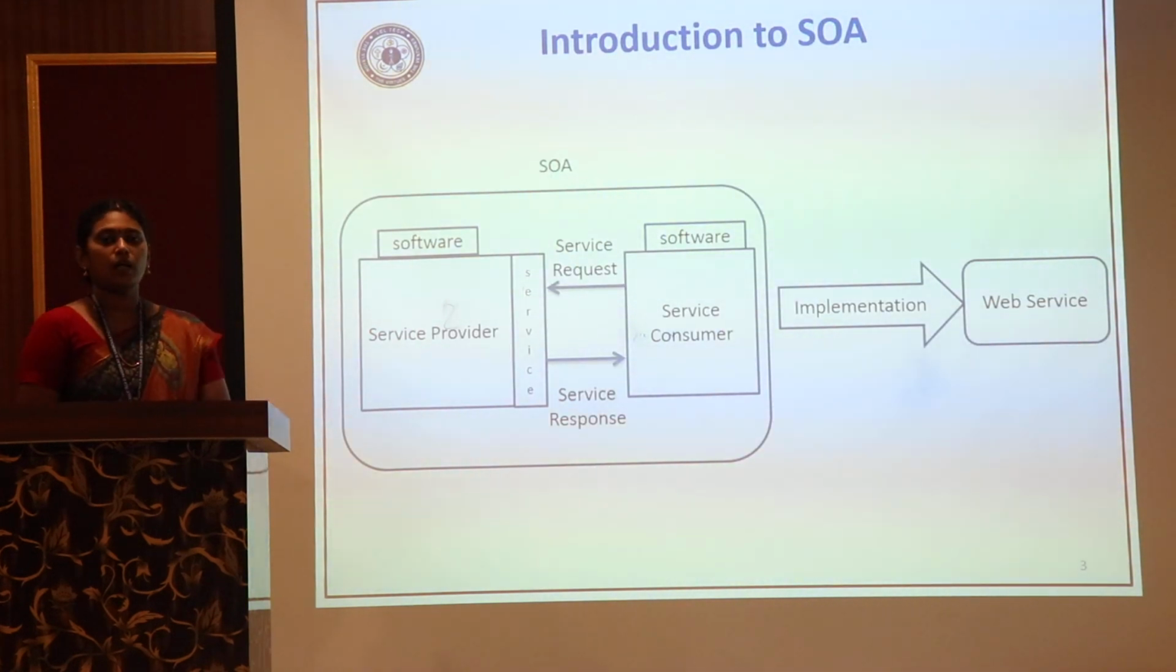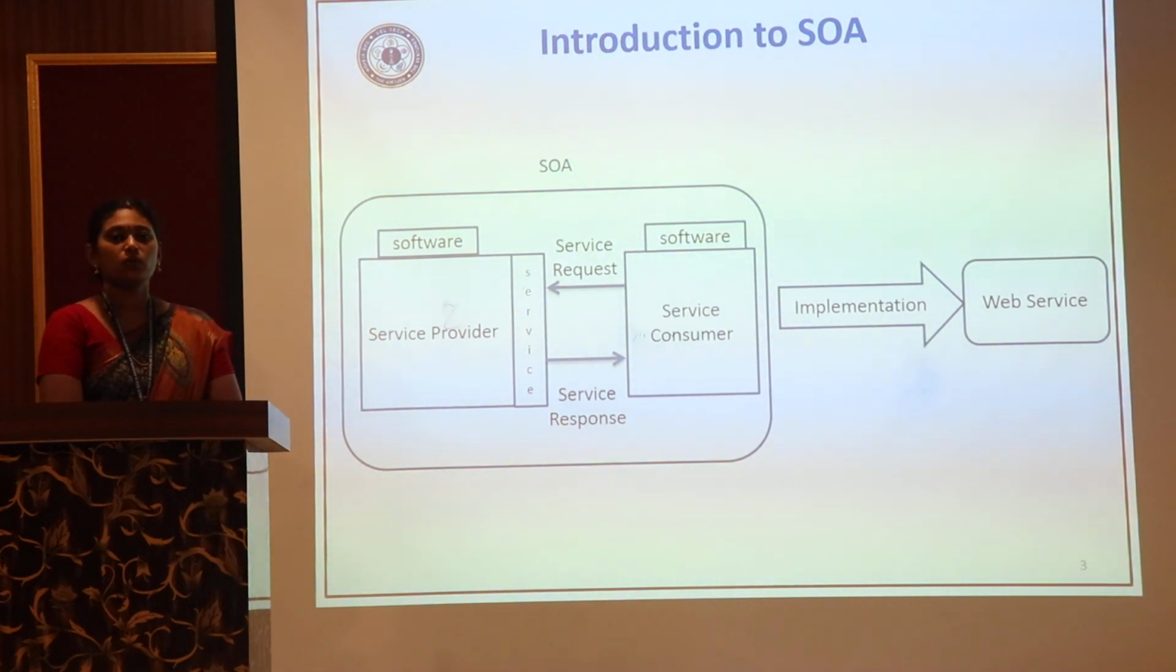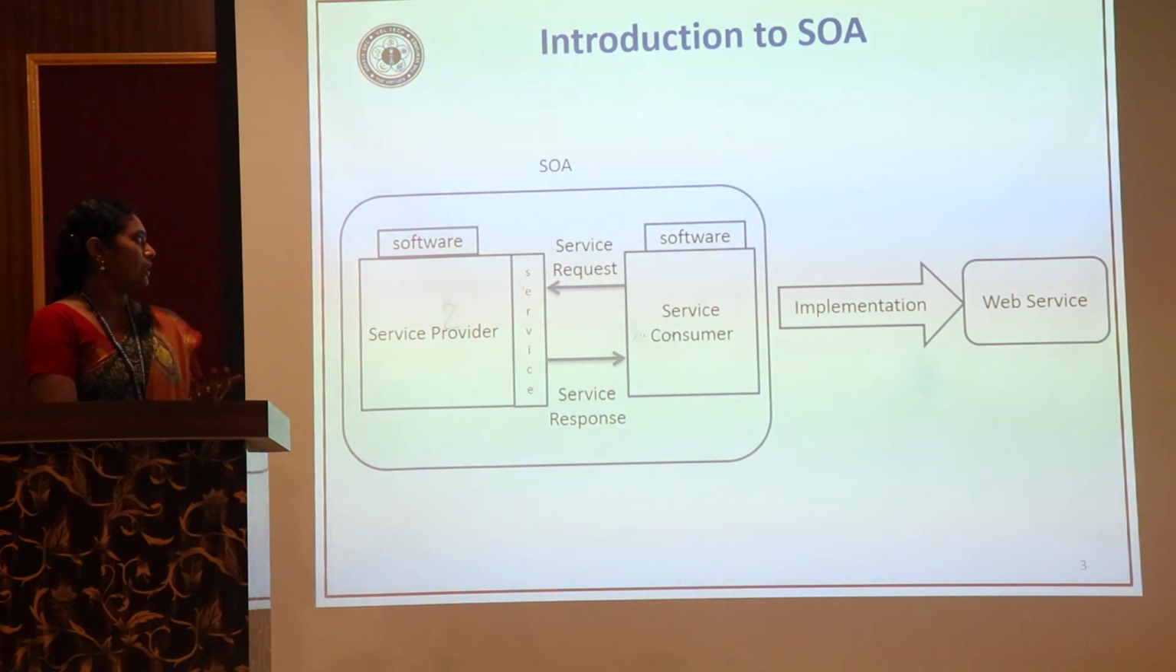This is the block diagram for service-oriented architecture. Here we have two pieces of software. One is the service consumer, another one is the service provider. The service consumer gives the request to the service provider, and then the service provider responds to the particular request. This whole thing happens through service-oriented architecture.